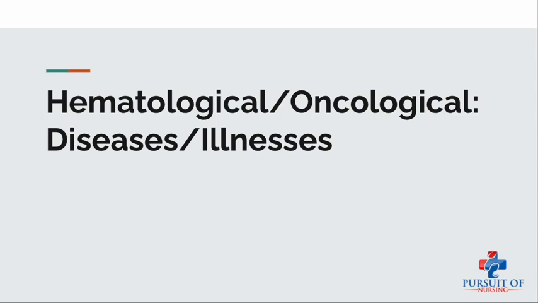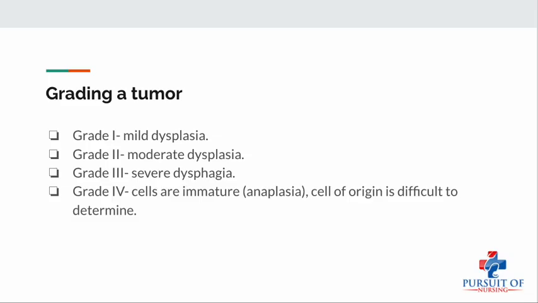Some of the diseases and illnesses found in the HEMOC system. So first we have grading a tumor versus staging a tumor. In grading a tumor, you have grade 1, 2, 3, and 4, progressing with each grade. In grade 4, the cells are immature, known as anaplasia. The cell of origin is difficult to determine.